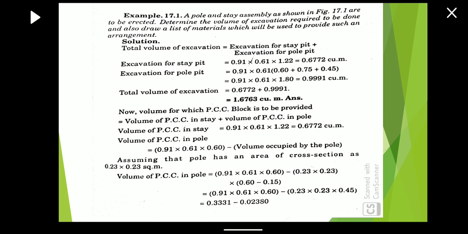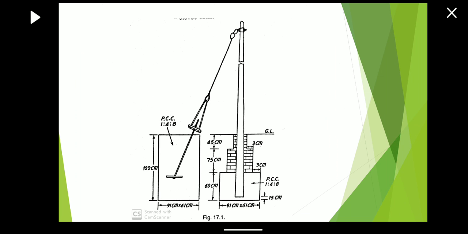So first, calculate the total volume of excavation. So how to calculate it? It is equal to excavation for the stay pit plus excavation for the pole pit. Excavation for the stay pit is equal to 0.91 into 0.61 into 1.22, which is 0.677 cubic meter. Then excavation for the pole pit. So it is 0.91.